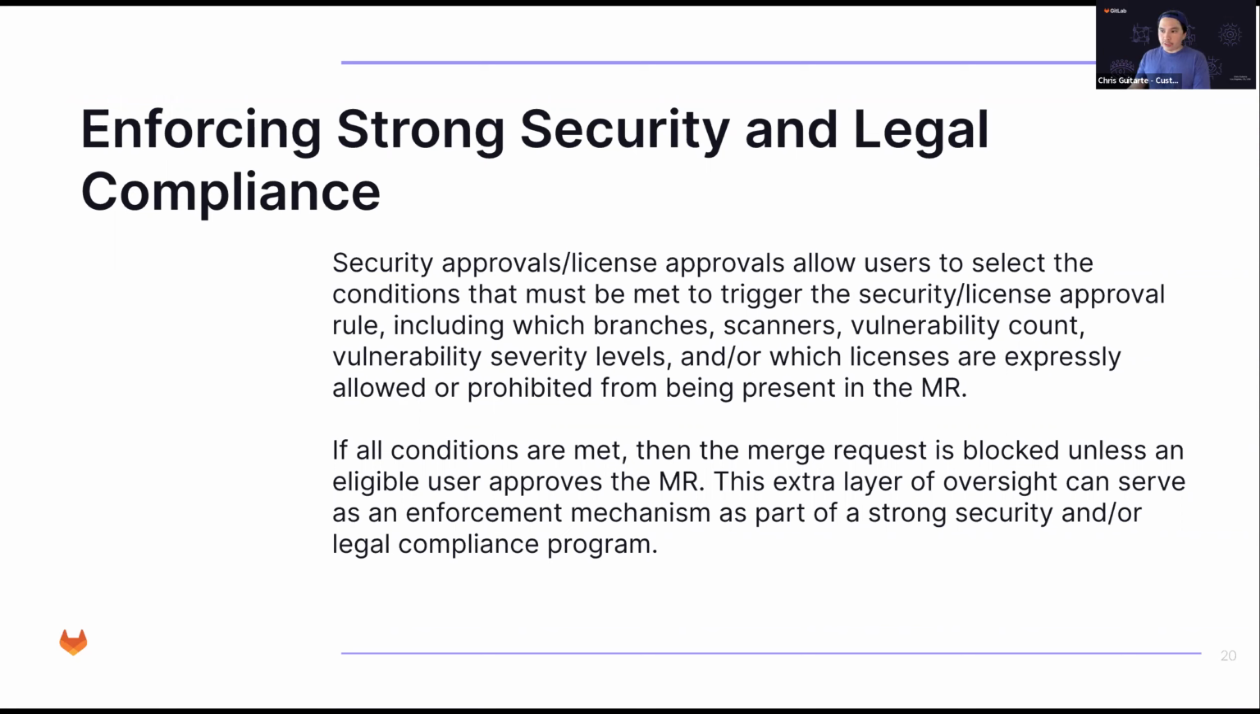So with security approvals and license approvals, it allows your users to select the conditions that must be met to trigger the security license approval rule, including which branches, scanners, vulnerability count, vulnerability severity levels, and/or which licenses are expressly allowed or prohibited from being present in the MR. If all those conditions are met, then the merge request is blocked unless an eligible user approves the MR. This extra layer of oversight can serve as an enforcement mechanism as part of a strong security or legal compliance program.